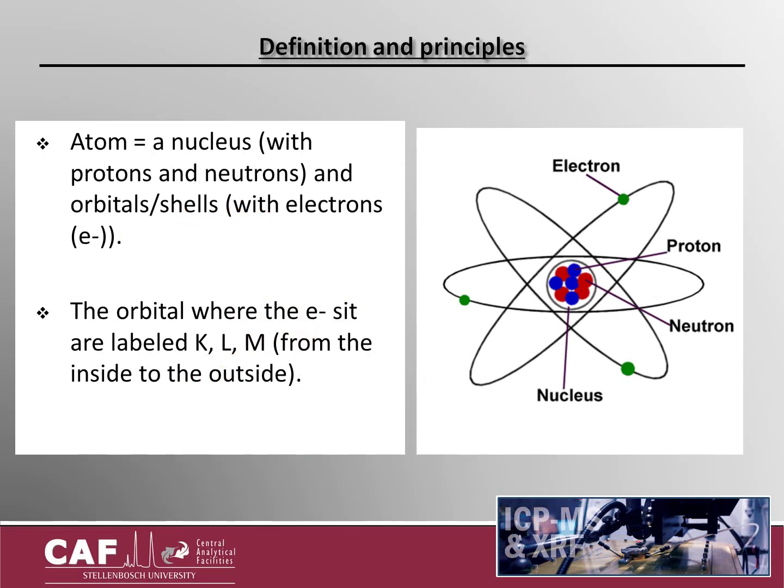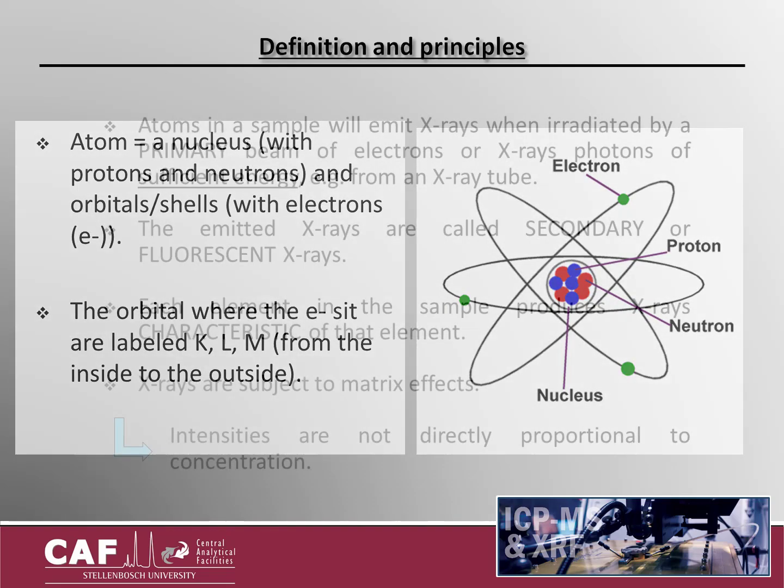Let's refresh our memories on some basic chemistry terminology. An atom consists of a nucleus made up of protons and neutrons, as well as orbitals or shells filled with electrons. The orbitals that surround the nucleus and where the electrons are hosted are labeled K, L, and M, with the K orbital being the closest to the nucleus.